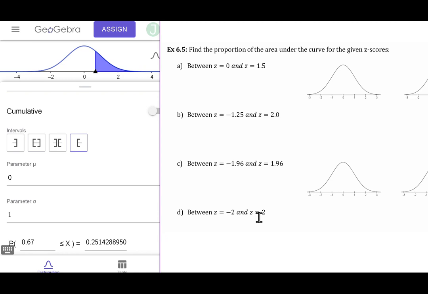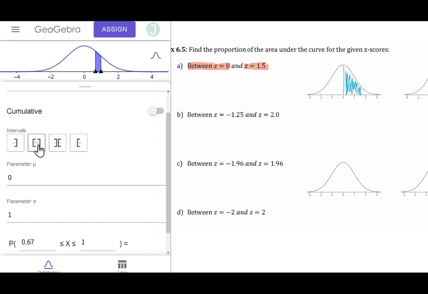This one is asking us to find the proportion of the area under the curve between z of 0 and z equals 1.5. Well, again, with GeoGebra, it's pretty straightforward. In this case, we will choose the between option in the probability calculator. Since we're talking about the standard normal distribution, our mean is going to be 0 and our standard deviation is going to remain 1. Now we're just going to type in that the lower value is 0 and the upper value is 1.5.